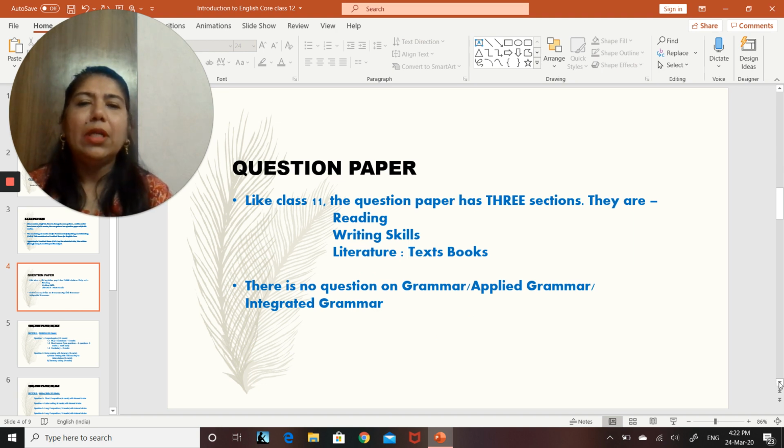The written question paper is of 80 marks and it has three sections, namely reading, writing skills, and literature. Literature is textbooks, that is Flamingo and Vistas based. There is no grammar question in any of the sections. So students have to keep in mind, unlike 11th class, there will be no grammar questions in class 12 question paper.